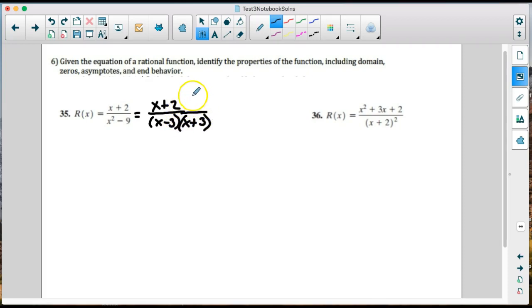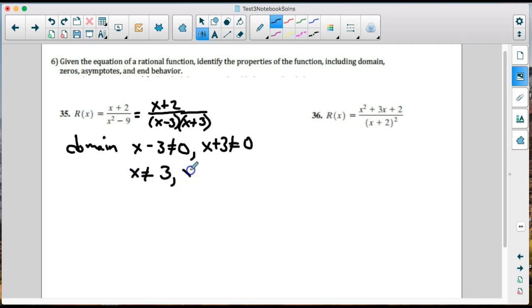domains and asymptotes. So if we're looking at this function, the domain of this is going to be anywhere except when the denominator is 0. So domain is all x except x minus 3 is not equal to 0 and x plus 3 is not equal to 0. So here the domain is x is not equal to 3 and x is not equal to negative 3.